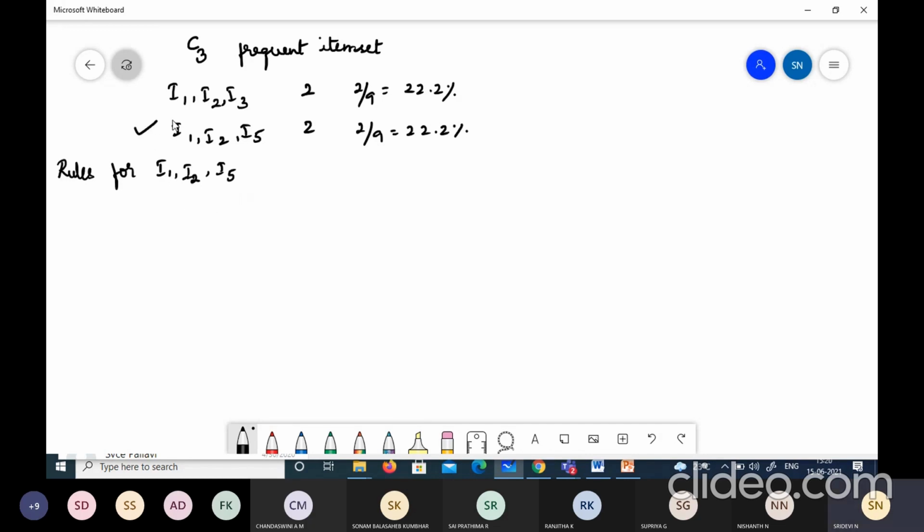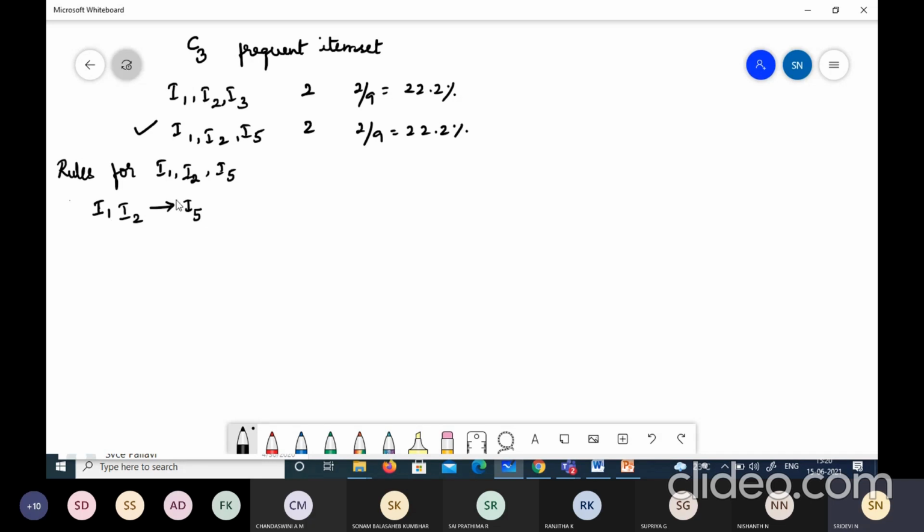Let me show for this I1, I2, I5, and for the other you will generate and show me, and I'll verify the answers and tell you whether it's right or wrong. So when you have 3 items, how do you form rules? First, we'll consider I1, I2. If a person purchases I1, I2, he tends to purchase I5 as well. This is one rule.